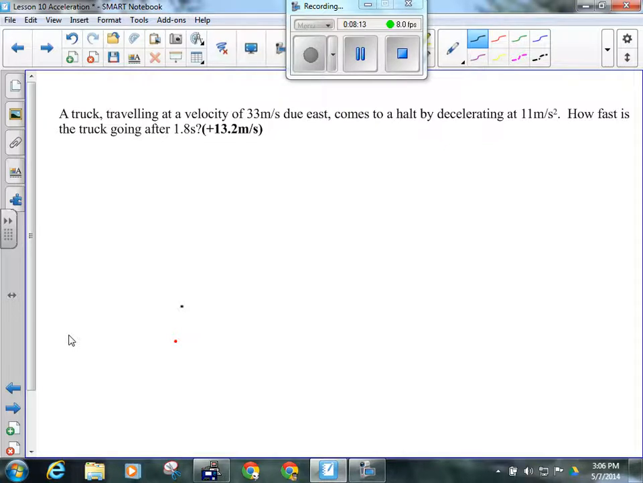Okay, so we got this truck traveling at 33 meters per second due east. I'm going to assume that's VI, okay? And I'm going to make east positive. All right, it comes to a halt by decelerating at 11 meters per second squared. If it comes to a halt, what's VF? Nope. 0.